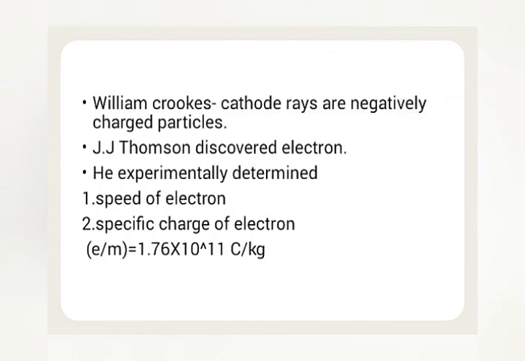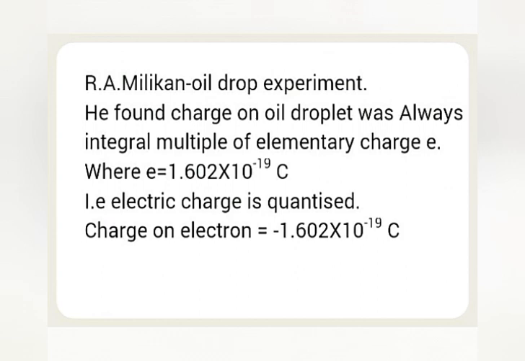And also the electron was discovered by J.J. Thomson. Next, in 1913 R.A. Millikan conducted the oil drop experiment to measure the charge on the electron. He found that the charge on an oil droplet was always an integral multiple of the elementary charge e. As you know, the basic unit of charge or elementary charge is denoted by small e and its value is 1.602 × 10^-19 coulomb.